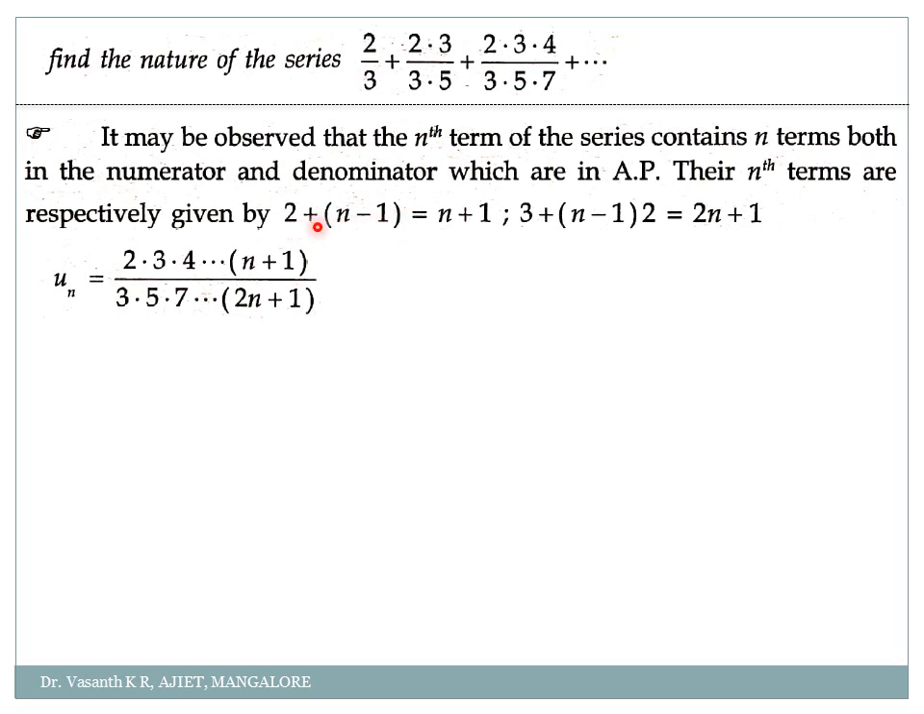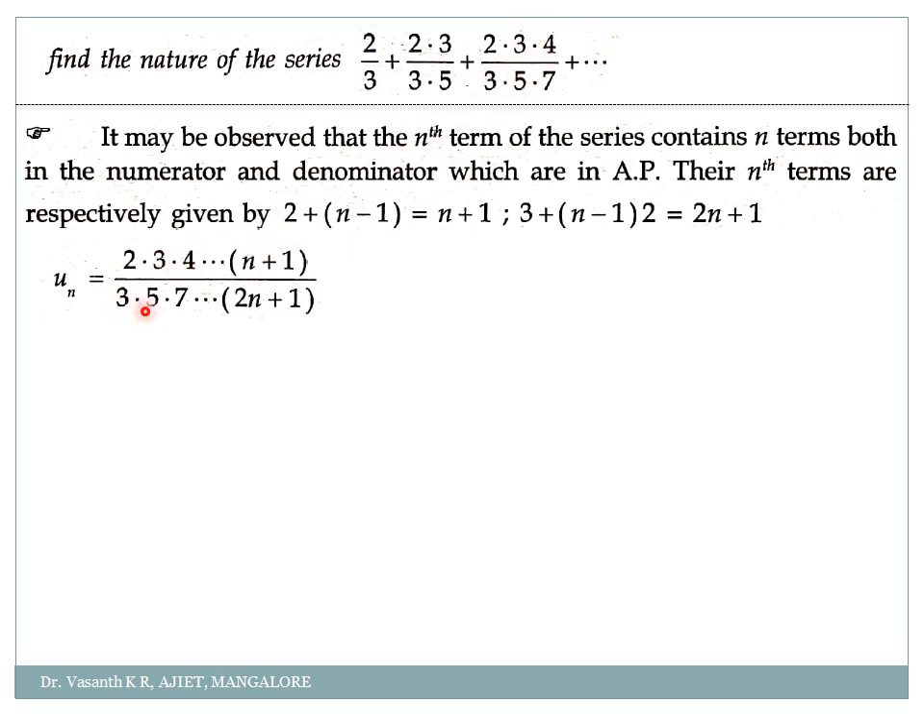Or another way how they have done is, you can write it as 2 plus n minus 1. Or that is simply n plus 1. And then here 3 plus n minus 1 into 2. See, this is a bit confusing, so I don't expect this. You directly write this. First write what? Whatever is there here you write.